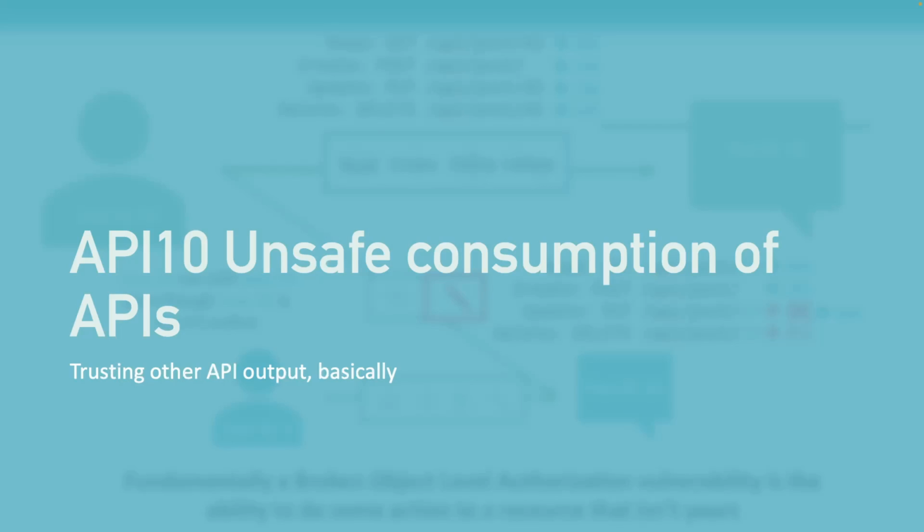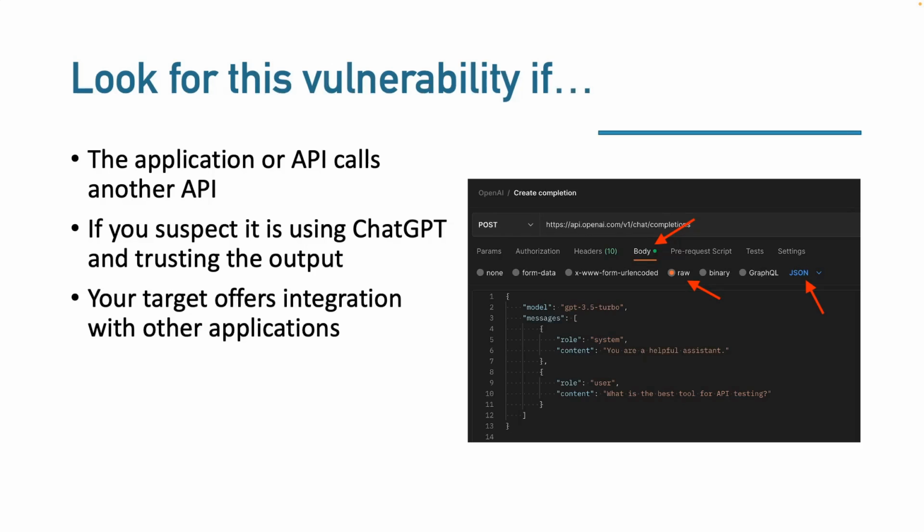API 10, unsafe consumption of APIs. This is all about the fact that APIs aren't alone. They always work together with other APIs, and they can trust API output, even if they really shouldn't. So you want to be looking for this vulnerability if the API you're testing calls literally any other API. We see it a lot with ChatGPT, trusting the output. Any integrations should definitely be tested. This is very similar to API 6, unrestricted access to sensitive business flows. It's just, if that's downstream, this is upstream basically.